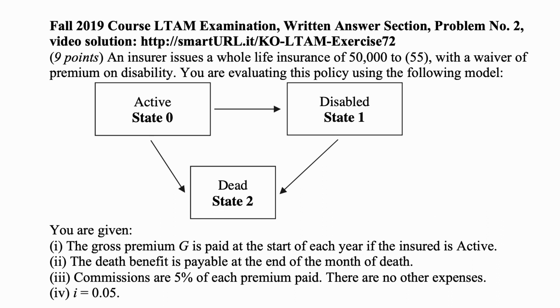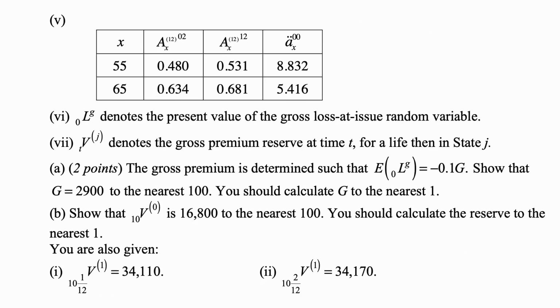2. The death benefit is payable at the end of the month of death. 3. Commissions are 5% of each premium paid. There are no other expenses. 4. The interest rate for valuation is 5%, and notice that 5% is the interest rate used in the standard ultimate life table used on the exam. You can find the table at smarturl.it/SULT.